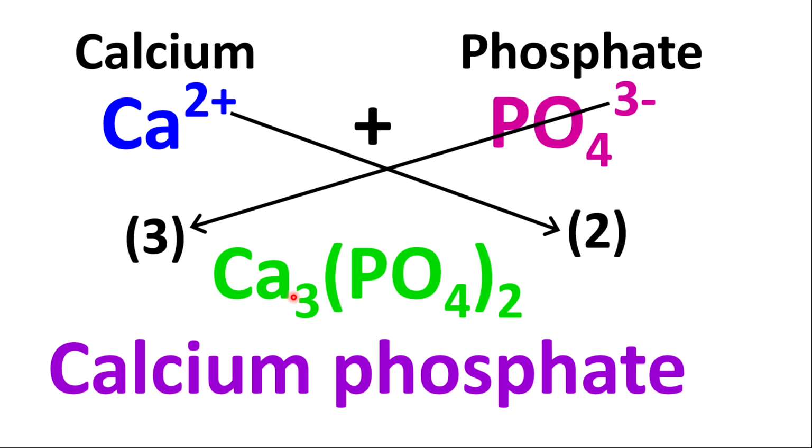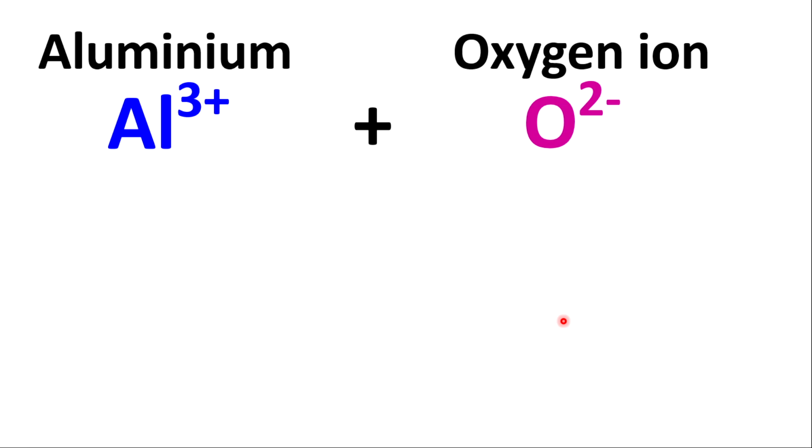Hence, the formula Ca3(PO4)2 is named calcium phosphate. Now look at this example. Pause the video again, work it out, and see what your answer will be.